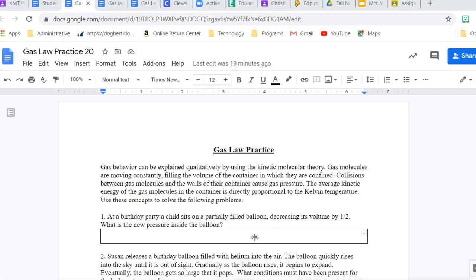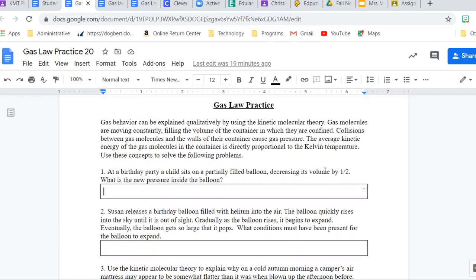All right, so this is a little tutorial on the gas law practice. That is your homework. If you don't have this screen open, the document open, please go to Classroom and open that. I'm going to go through this a little bit, the first two for each one. So remember, we've been talking about gases and gas laws.